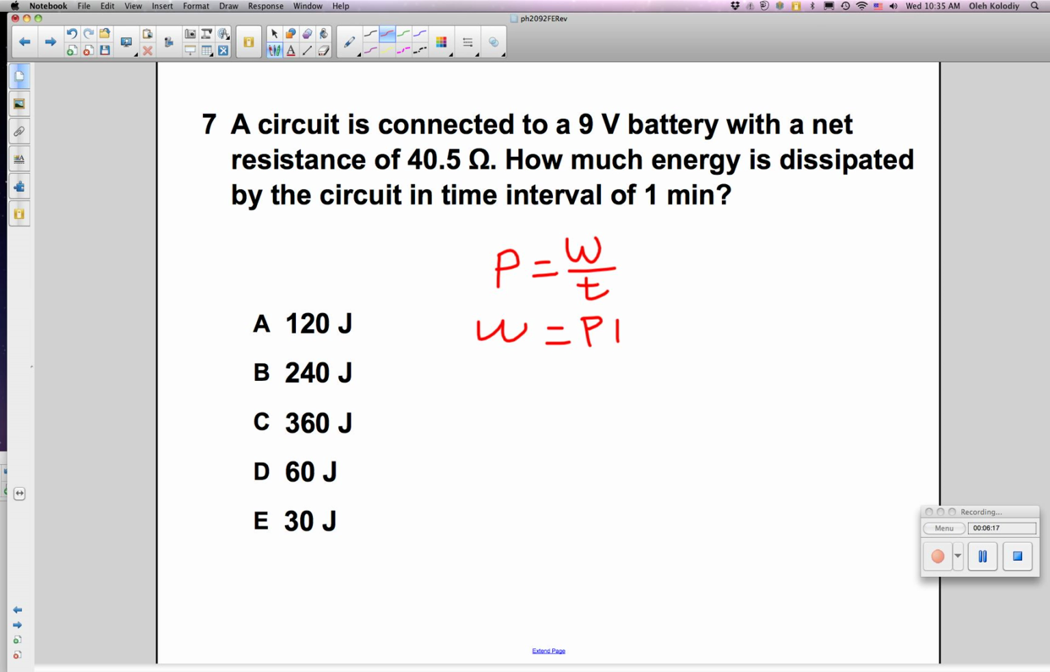So this gives you power, and therefore the total amount of work, the total amount of energy, W, is going to equal that number, the power, 81 divided by 40.5, multiplied by the time, which is 60 seconds.